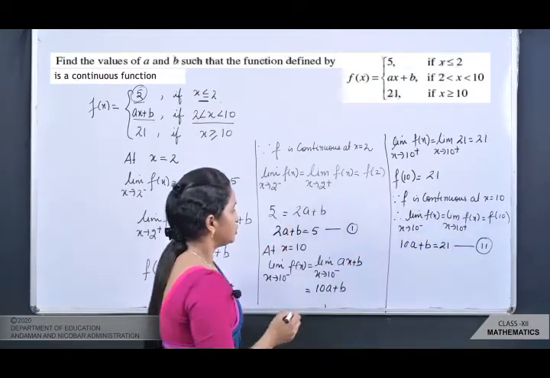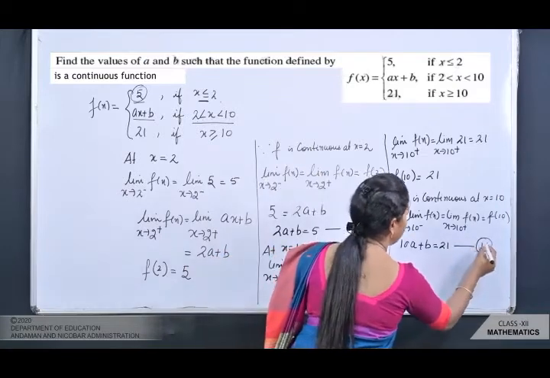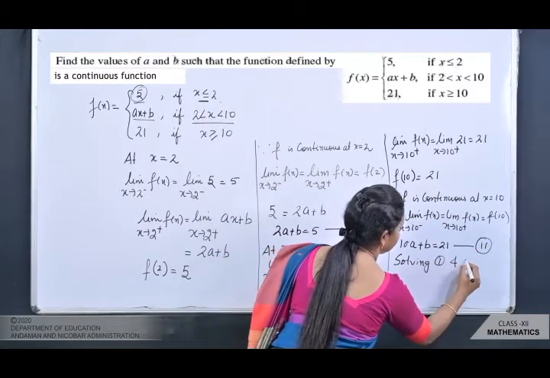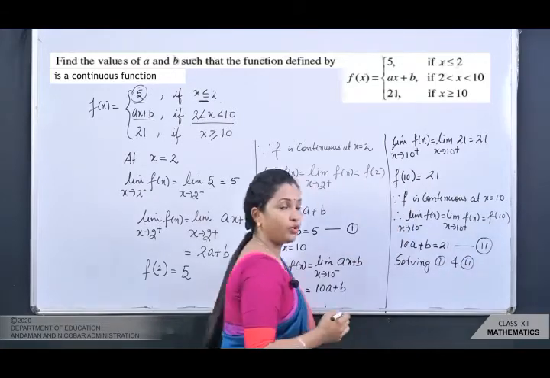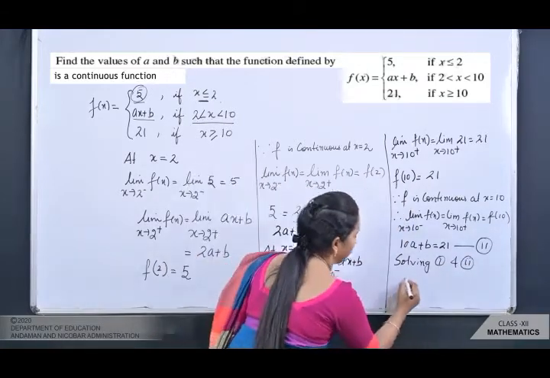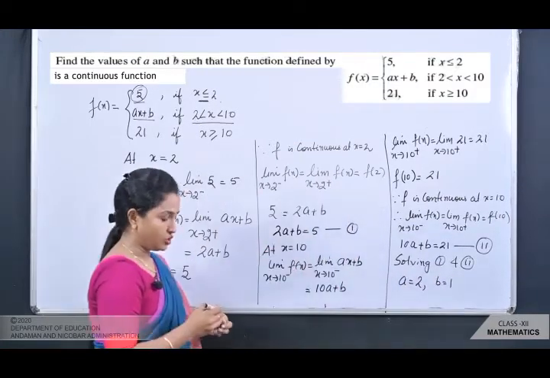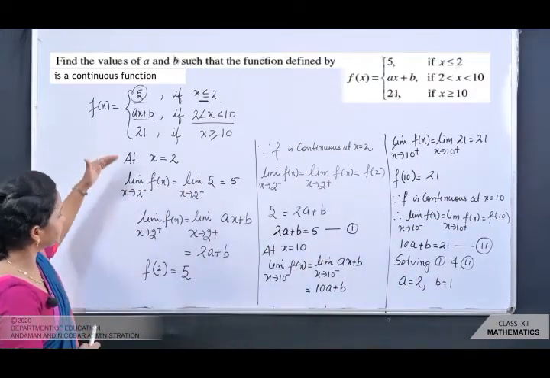Correct? So solving 1 and 2, you know how to solve it? Elimination method. Solving 1 and 2, you're going to get the value of A as 2 and B as 1. So this is the way you have to proceed, okay?